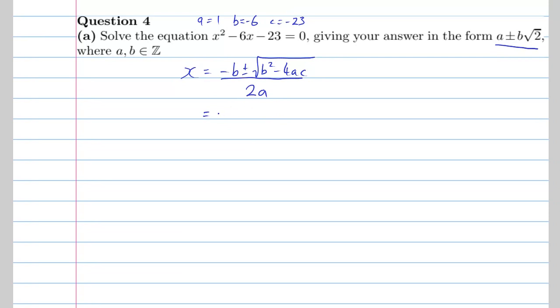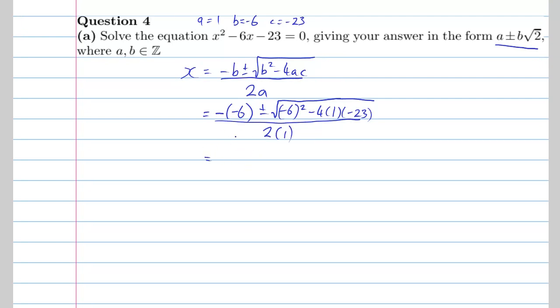So instead of writing minus b, we have minus 6. Keep the plus or minus where it is for the moment. It'll come in again at the end. So we have minus 6 squared, and we subtract 4 times 1 times minus 23. All that gets divided by 2 times 1.